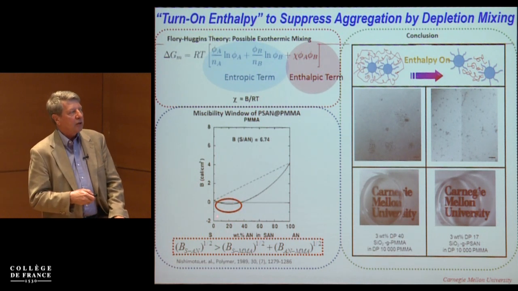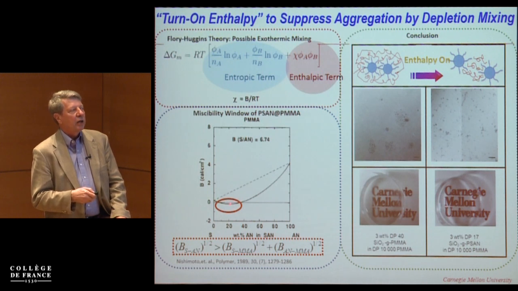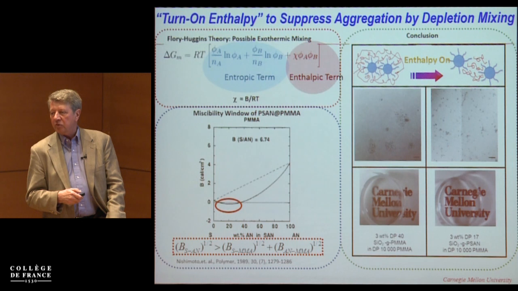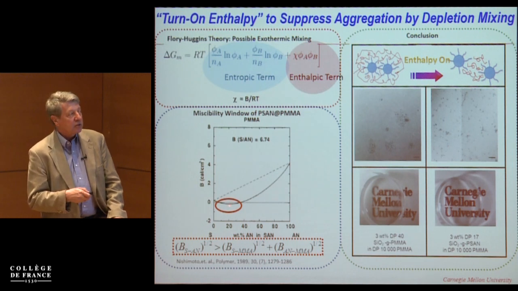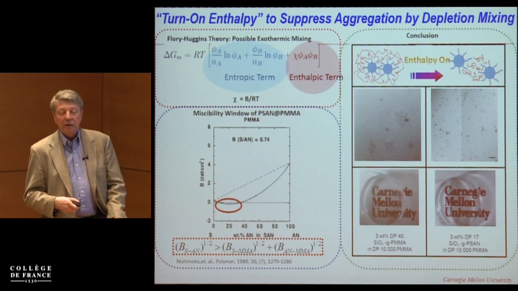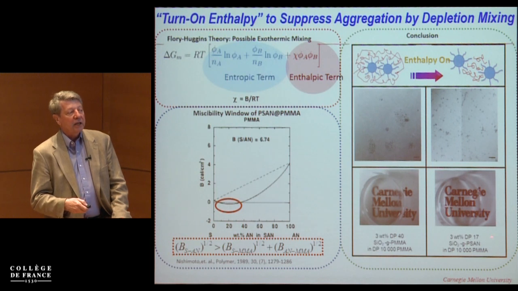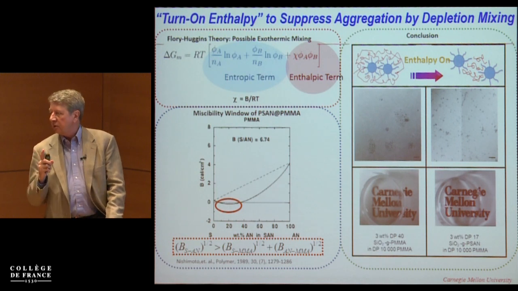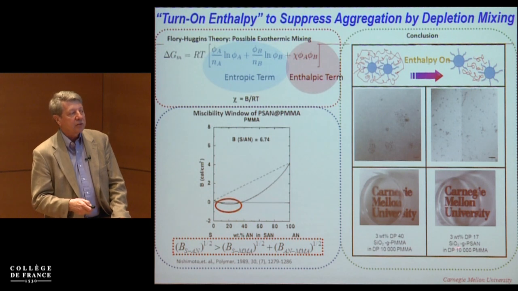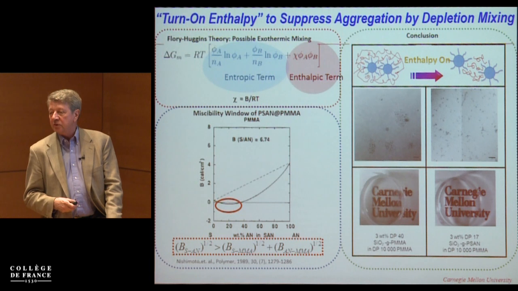One example, in fact, is polymethyl methacrylate with styrene acrylonitrile at a certain composition of acrylonitrile. And this is a negative value of the enthalpic free energy component, and in that case, you can really disperse them evenly. So here the degree of polymerization of styrene acrylonitrile is only 17, and the matrix is 1 million molecular weight, and you could see they are very evenly dispersed.